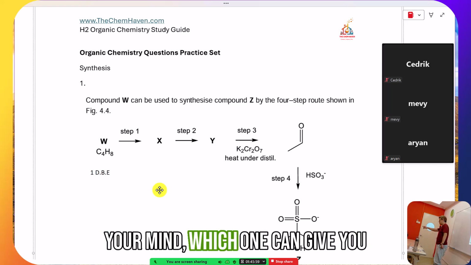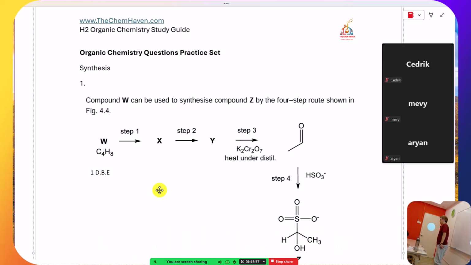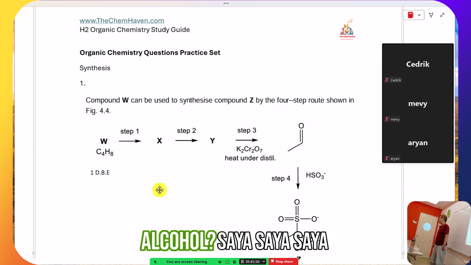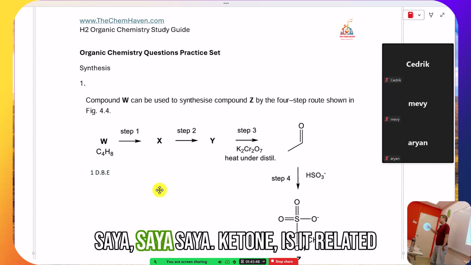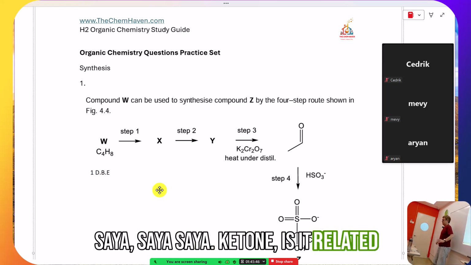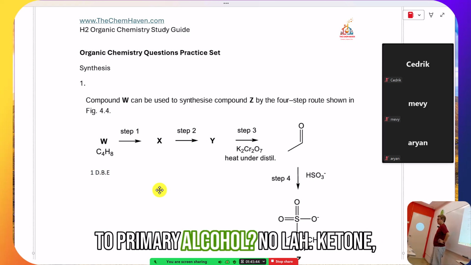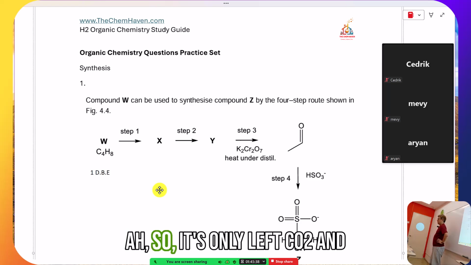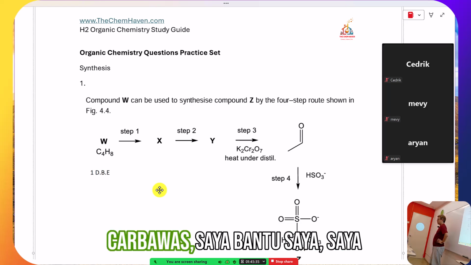Now, if you don't know, you look at your mind map. Which one can give you a primary alcohol? Now ask yourself, ketone, is it related to primary alcohol? No. Ketone you reduce, you get a secondary alcohol back. So it's only left CO2 and carboxylic acid.